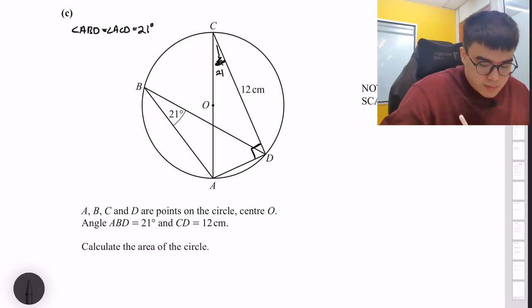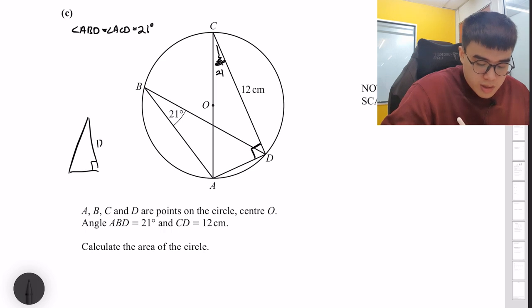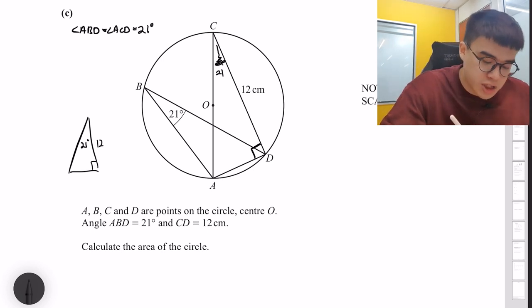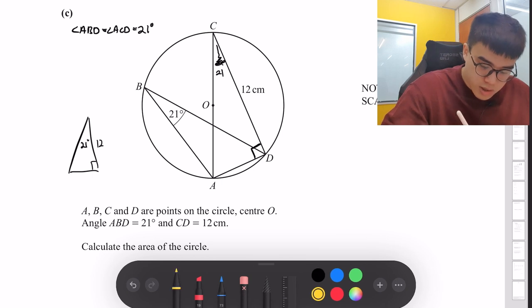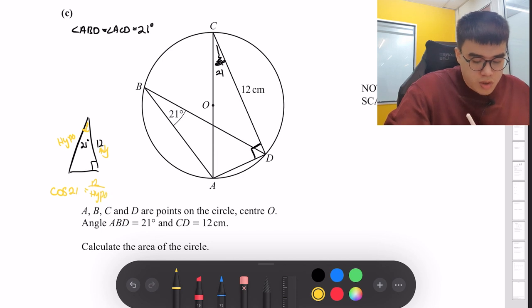So with this, we should be able to calculate our radius already, because when we find the value of the hypotenuse, then I divide it by 2 and I get the radius information. So let's label the things down. This is hypo and this is the adjacent. So we'll be using cosine 21 equals 12 over hypo. So hypotenuse here will be the value of 12 divided by cosine 21.